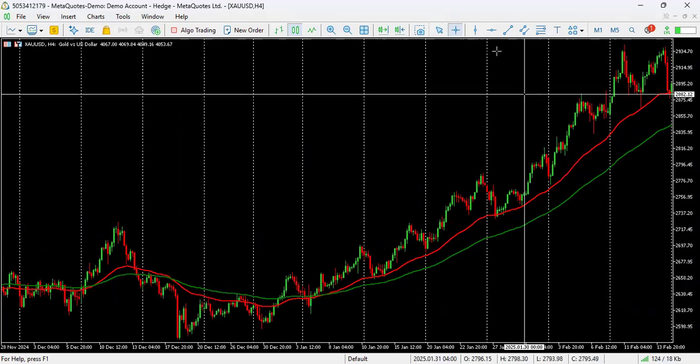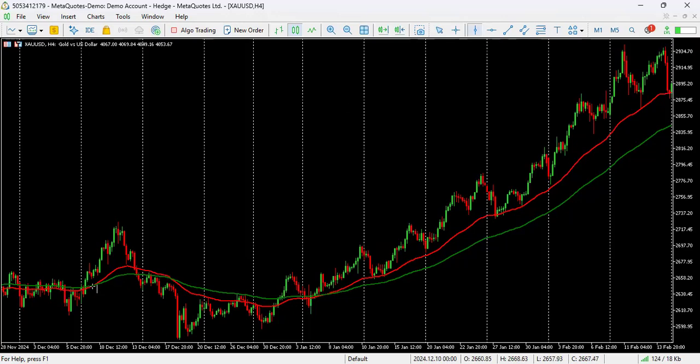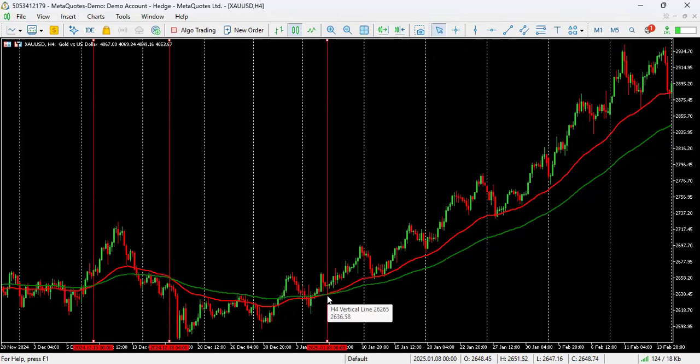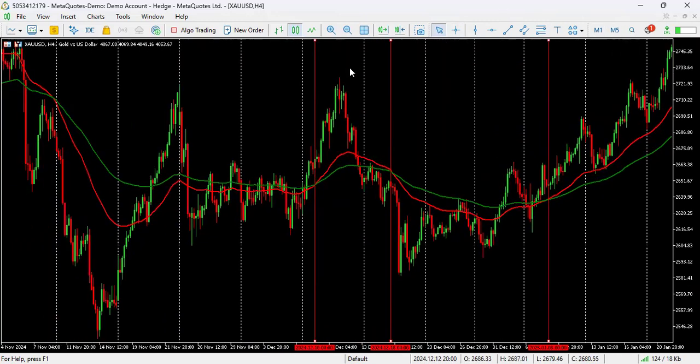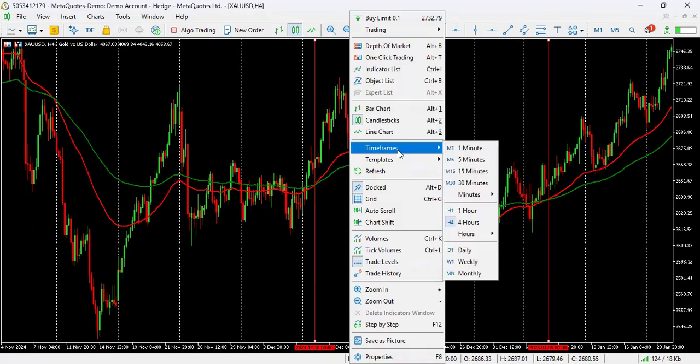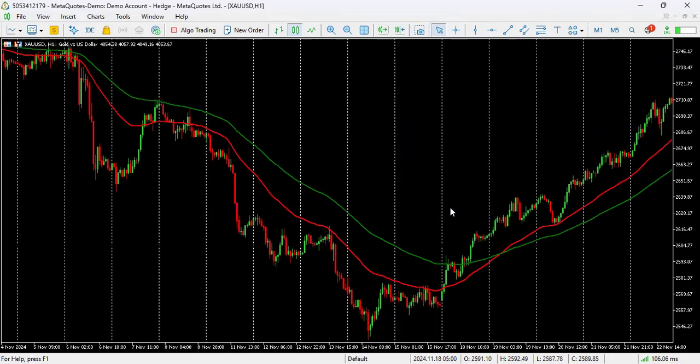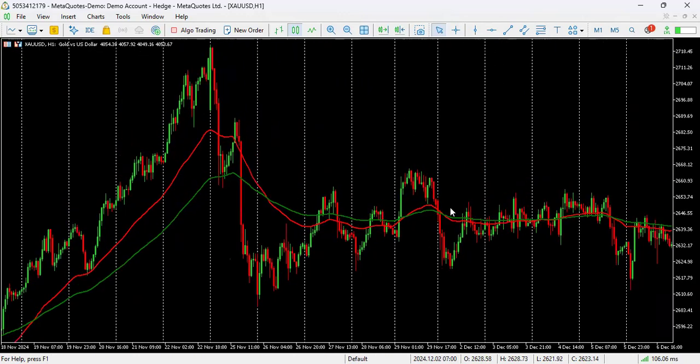So let's just mark up a couple of these crosses, and we're going to identify what's happening on the 1 hour and the 15 minute. We're going to identify the cross on the 4 hour, and we're going to look for an entry on the 1 hour or the 15 minute. So let's go here, see what I got. Let's go to the 15. Let's go to 1 hour.